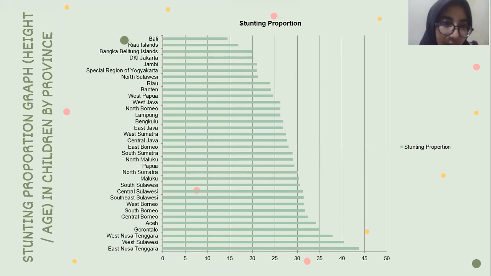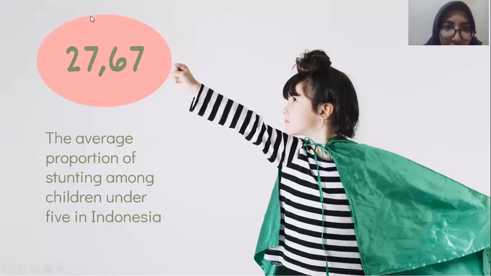And then this is the stunting proportion graph by height per age in children by province. As we can see in the graph, the largest number is in Nusa Tenggara province, and the least proportion is in Bali province. And then the average proportion of stunting among children under 5 in Indonesia is 27.67.